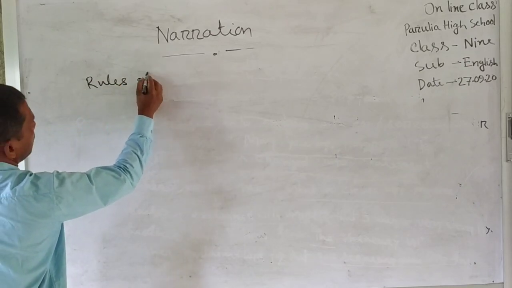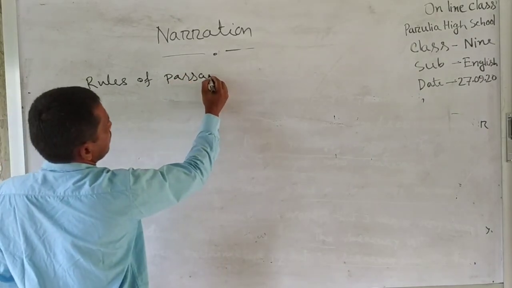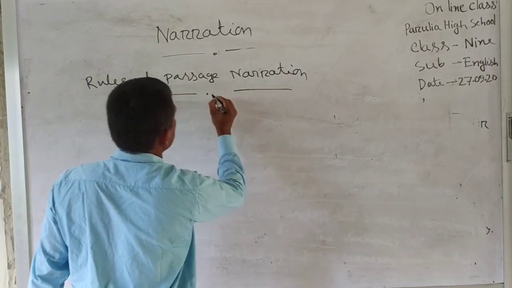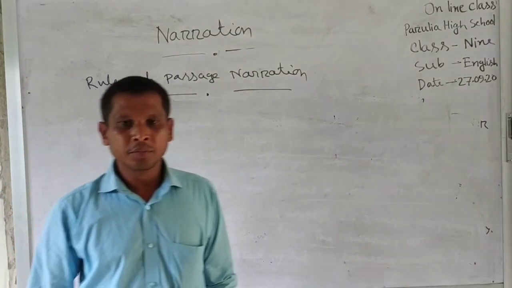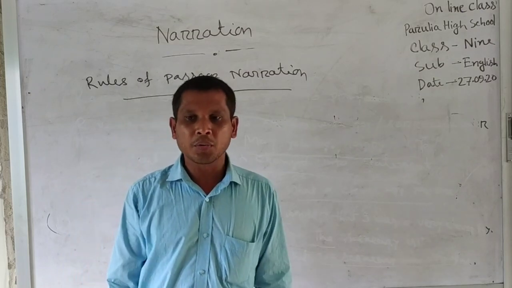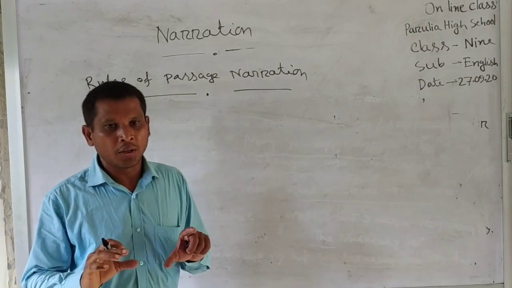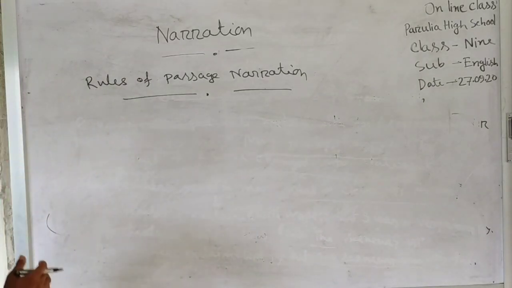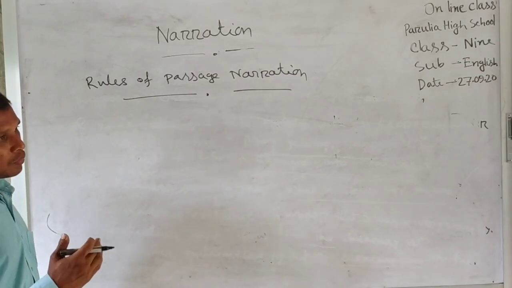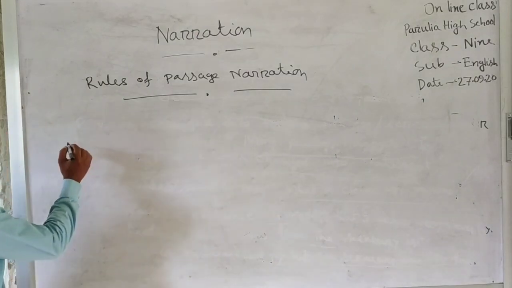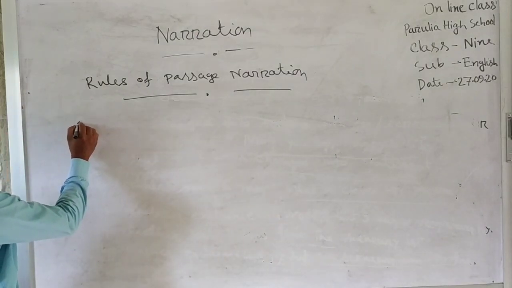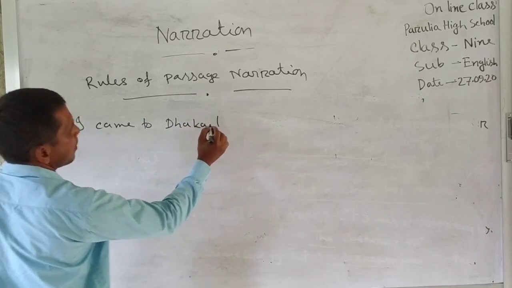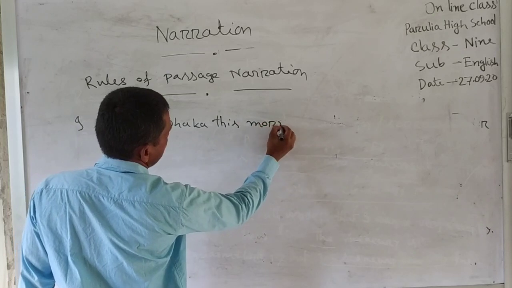Rules of narration. At first, you have to find the speaker and listener. The speaker is used at the end of the sentence. John, I came to you this morning.